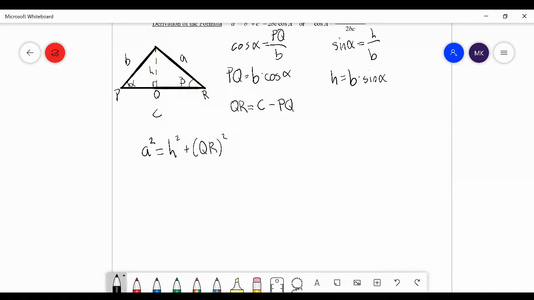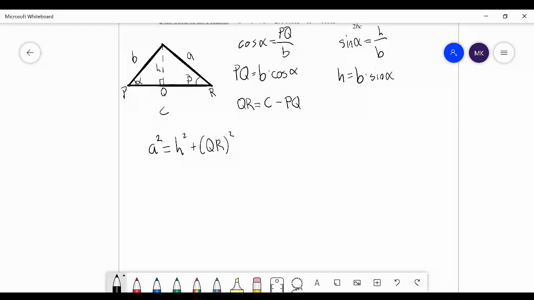Okay, so what I want to do now is I'm not going to do a ton of substitutions. I'm going to slowly substitute in values for these things. First thing I'm going to substitute in is QR. So we have that A squared equals H squared plus, so instead of QR, we're going to use that it's equal to C minus PQ squared. So that was using this fact here.